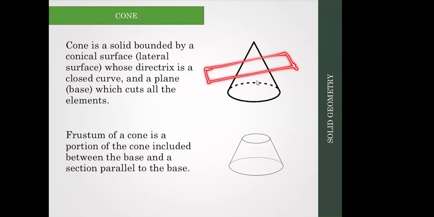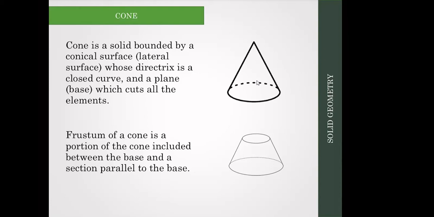Okay, so let's say yan yung plane natin. May form tayong another shape sa kanya, which is frustum na po yung tawag natin sa kanya. Nag-pass through tayo ng plane sa kanya, no? And the frustum of a cone is a portion of the cone included between the base and a section parallel to the base. So nag-pass through tayo ng plane na parallel dun sa base natin. That's why nagkaroon tayo ng frustum.